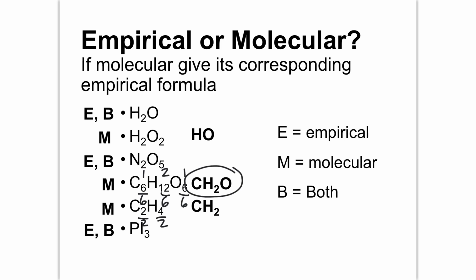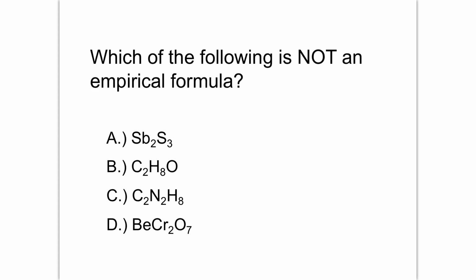So that's how you get that. PI3, this is a 1 and a 3, and I told you anytime there's an element in a formula and it's only one of them, then you, by definition, have to have the empirical formula. Okay, so some more practice here.